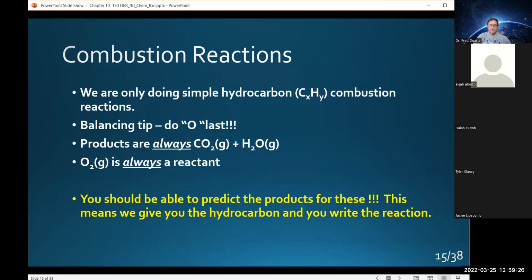And this information is basically what I just stated, that balancing tip: carbon, hydrogen, then oxygen. And we know that the products are always carbon dioxide and water, and the reactant, obviously, besides the hydrocarbon, is oxygen.